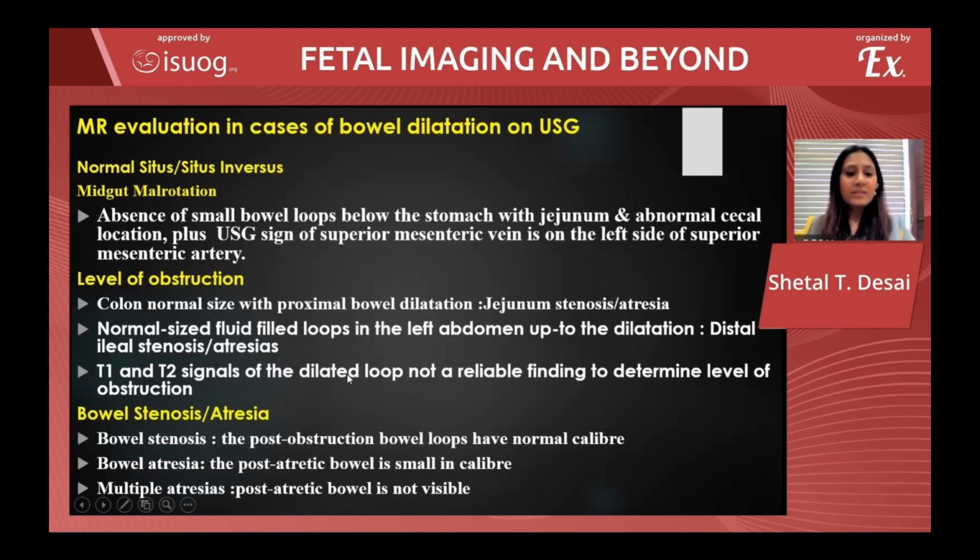MRI also characterizes whether it is a stenosis or an atresia. If it is a bowel stenosis, the post-obstruction loops will have a normal caliber. If it is an atresia, the post-atretic bowel will have a small caliber. And if it is multiple atresias, you will not see any bowel beyond the level of atresia. This is determined by measuring the meconium signal intensities, and we have nomograms available for the same.